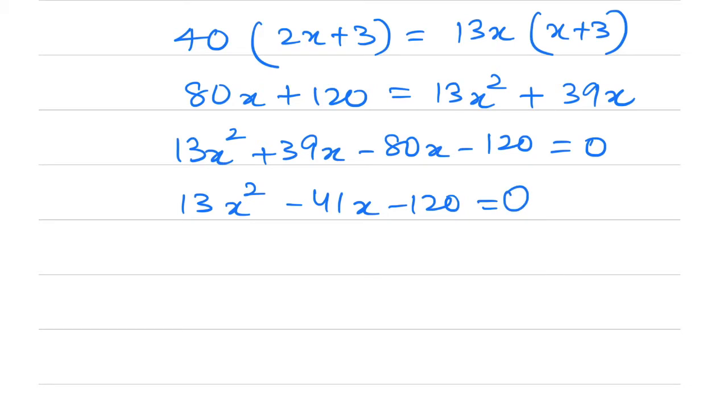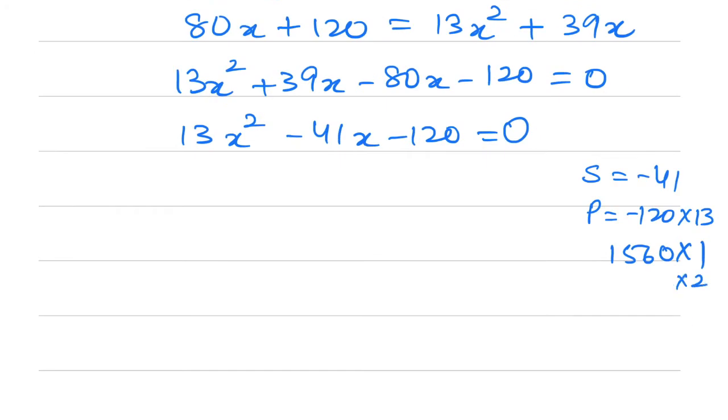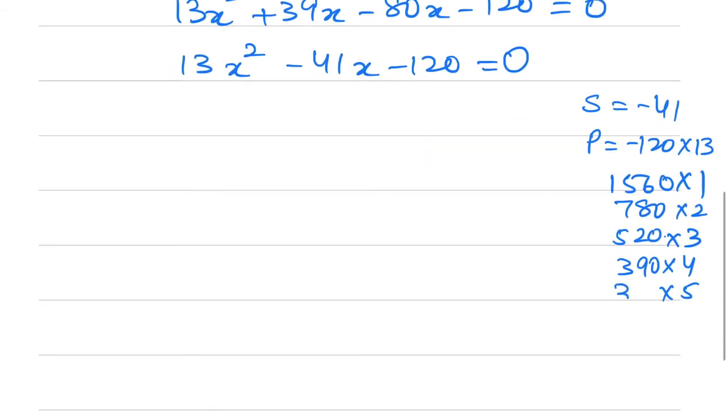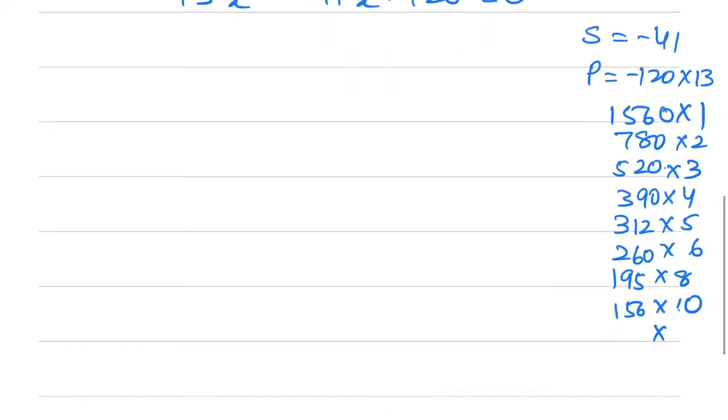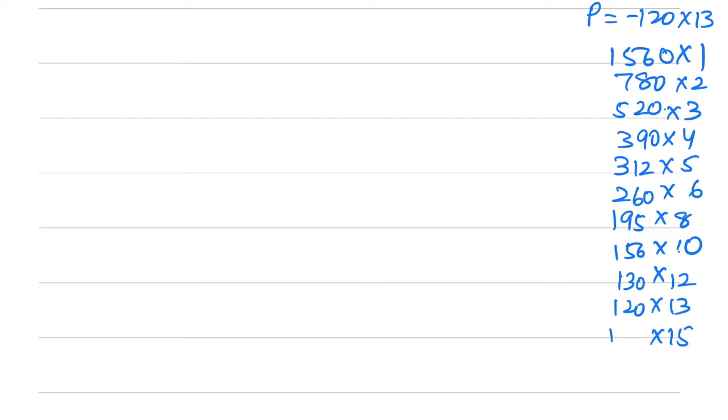Now we have to factorize this equation, and we have to look for two numbers such that sum is equal to minus 41 and product is equal to minus 120 into 13, that is 1560. 1 times 1560, 2 times 780, 3 times 520, 4 times 390, 5 times 312, 6 times 260, 8 times 195, 10 times 156, 11 is not a factor, 12 times 130, 13 times 120, 15 we have 104, 20 we can think of 78, 24 times 65. Okay, so we have got our factors.